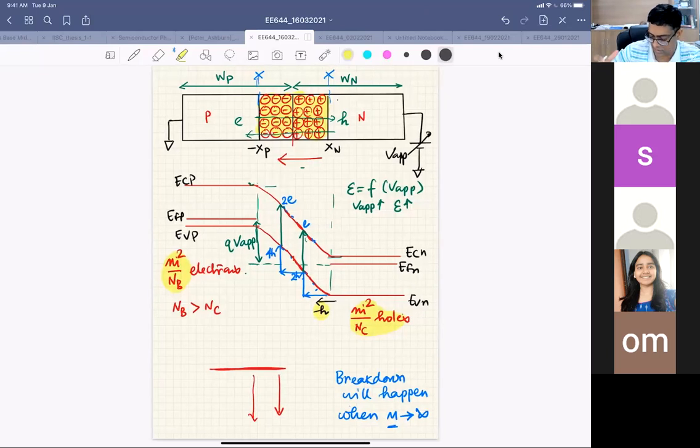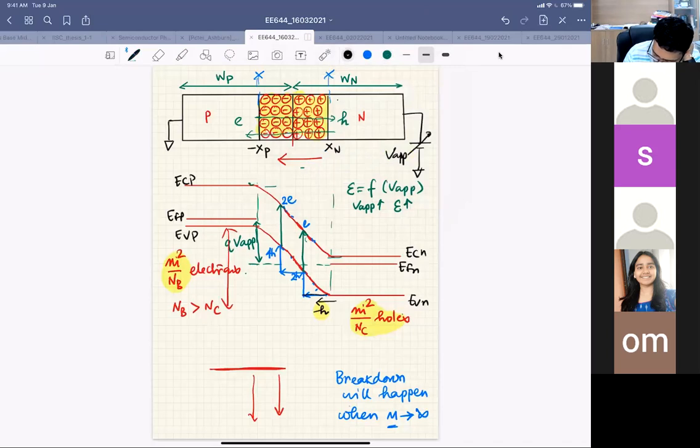So here, let's say this hole is traveling from N side to P side. That means it has a lot of energy. Basically, it has this much energy, which is q times the applied voltage, plus VBI.